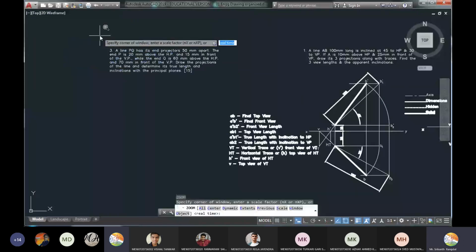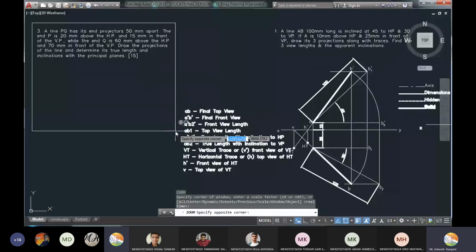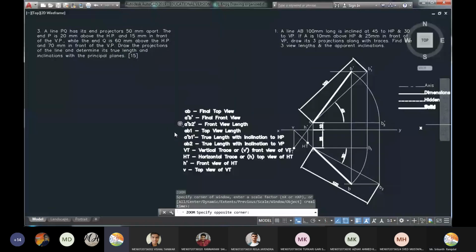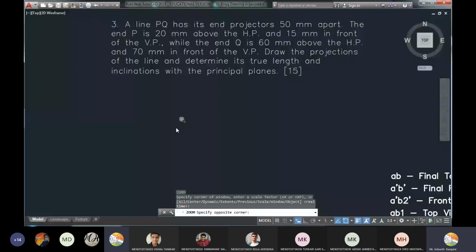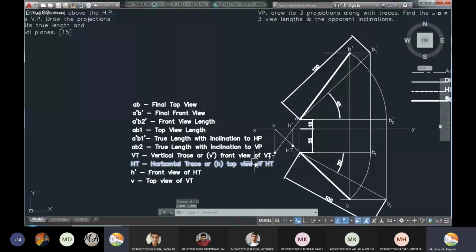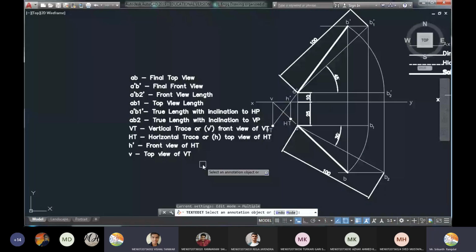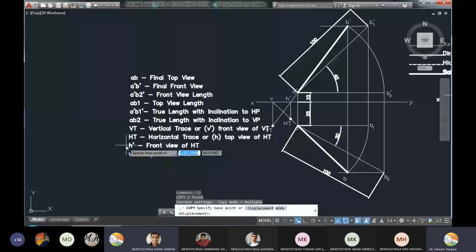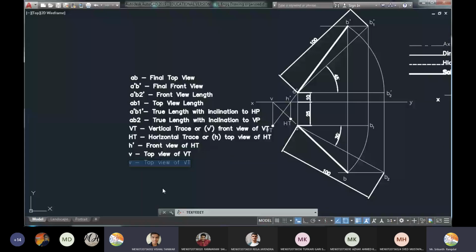Okay. So first, let us read this question and identify what is given in it. We have a line PQ instead of AB, and its end projectors. What are end projectors? I didn't define the end projectors here. What are the end projectors? Means the distance between 2 points, sir. Which points? A dash A and B dash B. These lines are called end projectors.